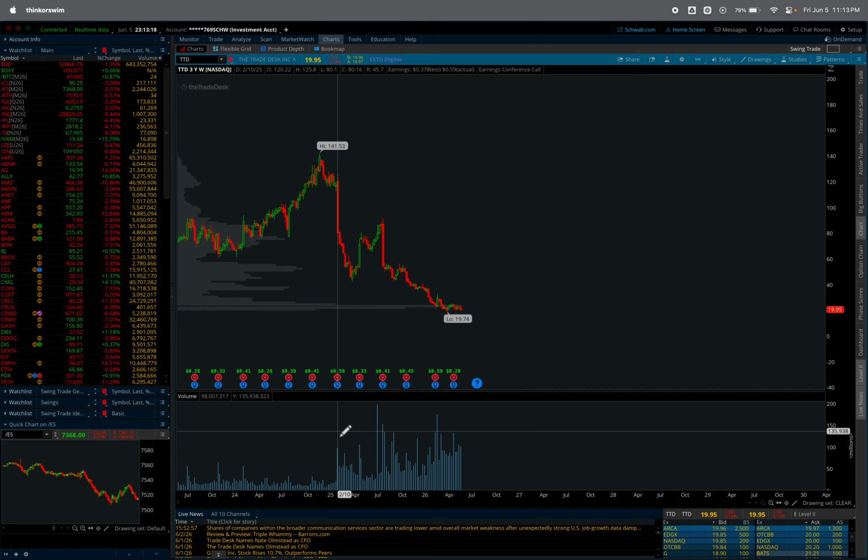So volume profile, again, is very similar to volume. It is volume, but it's just flipped. Instead of being on the x-axis with time, it's on the y-axis with price. And as you can imagine, what that tells us is the number of shares traded along a specified price.